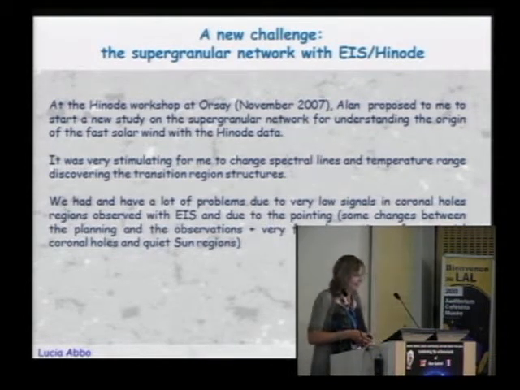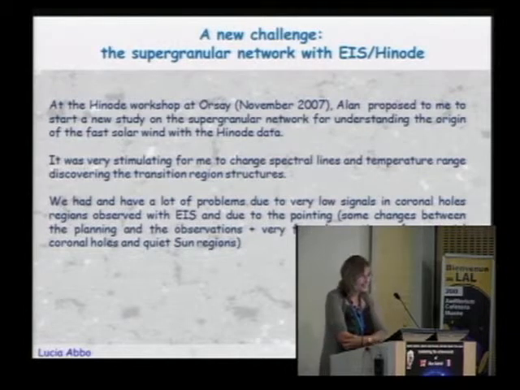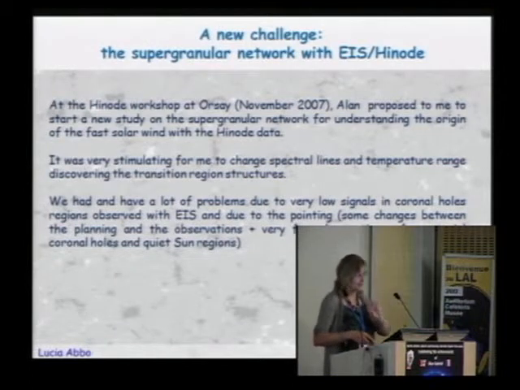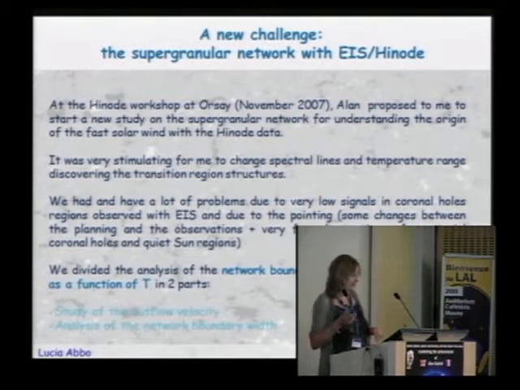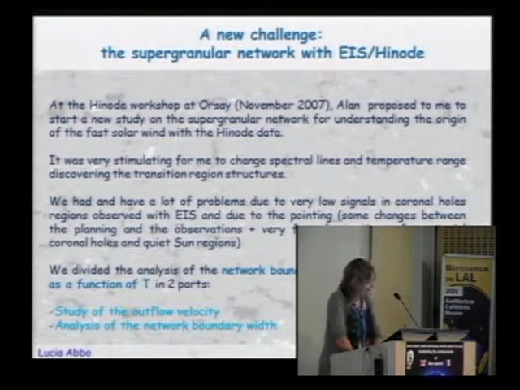We had, and still have, a lot of problems in analyzing data due to very low signals in coronal holes, regions observed with these data, and also due to the pointing, some changes between the planning and the observations. And we are looking for equatorial coronal hole observations and very good quiet sun regions. Anyway, as usual, we have problems.